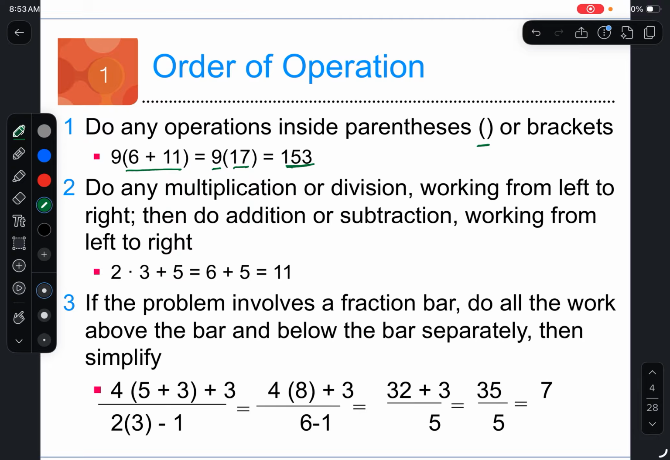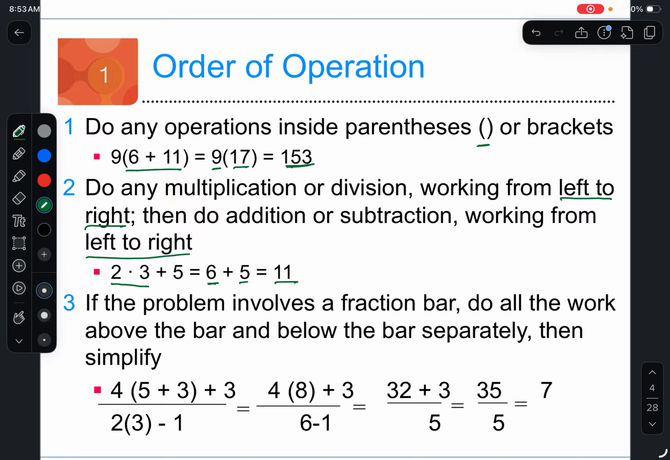Secondly, with order of operations, we do multiplication or division, and we work from left to right. Then we do addition or subtraction, again working from left to right. In this problem, we have 2 times 3 plus 5. We want to do the 2 times 3 first, which will give us 6, and then we add the 5 for a total of 11.